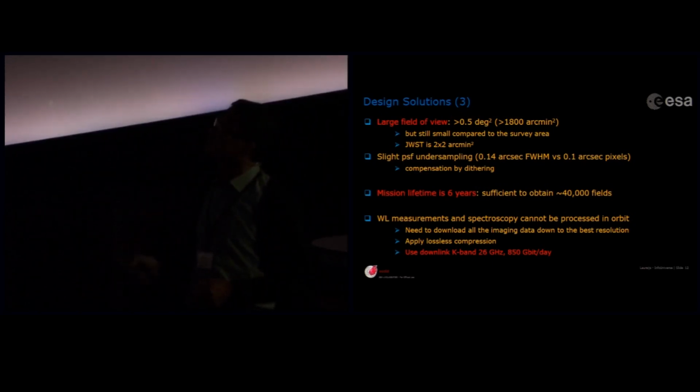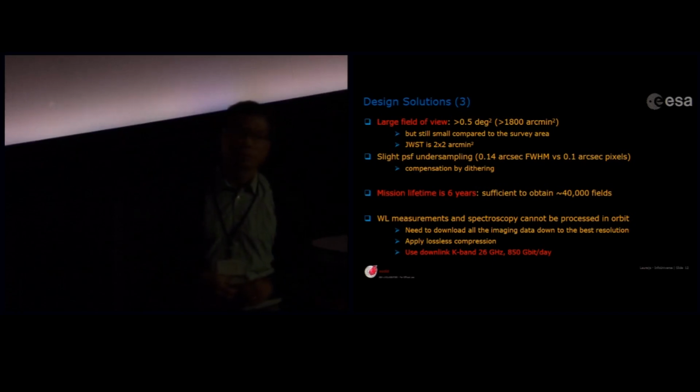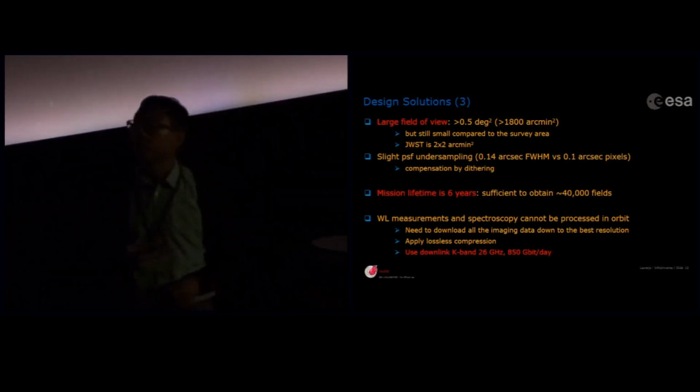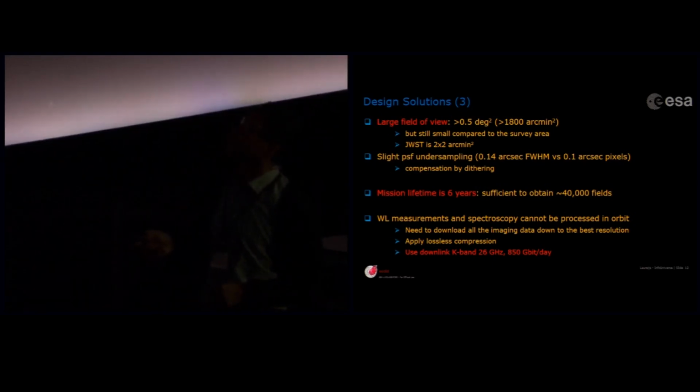Another problem is that the measurements, what we want to do, measuring the ellipticities and doing spectroscopy, cannot be processed in orbit. That means that we have to download all the data down to the best resolution, and a way to download so much data is to compress it first. The other thing is to have a fast link to Earth, and with a high bandwidth. So we had to install a new band, the K band, to achieve 850 gigabit per day in data rate from the satellite to Earth.